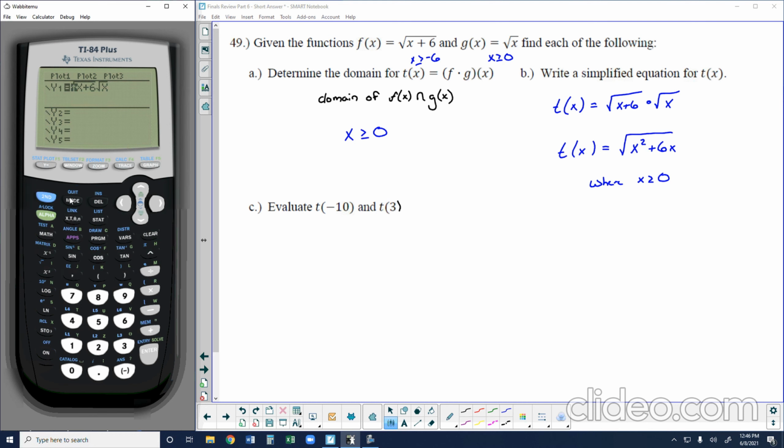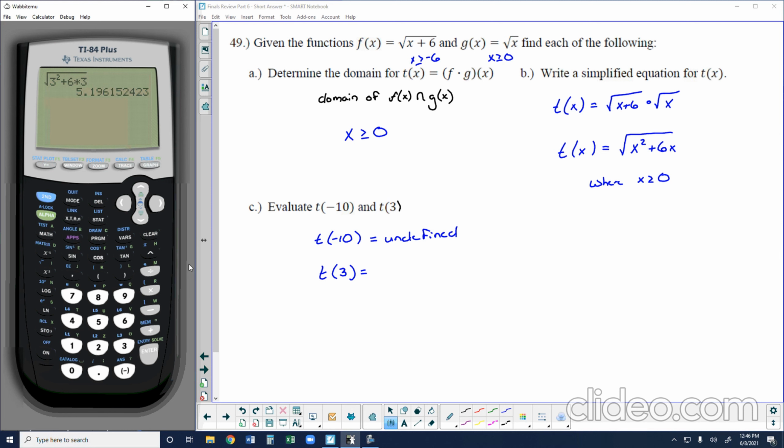In part C, it says to evaluate t of negative 10 and t of 3. Well, t of negative 10 is pretty easy to evaluate here. It's going to be undefined because our x values have to be greater than or equal to 0, and negative 10 is not. T of 3 is also not a difficult thing to find. We can evaluate this by substituting 3 in for x. And as we do so, we get this rounded answer.